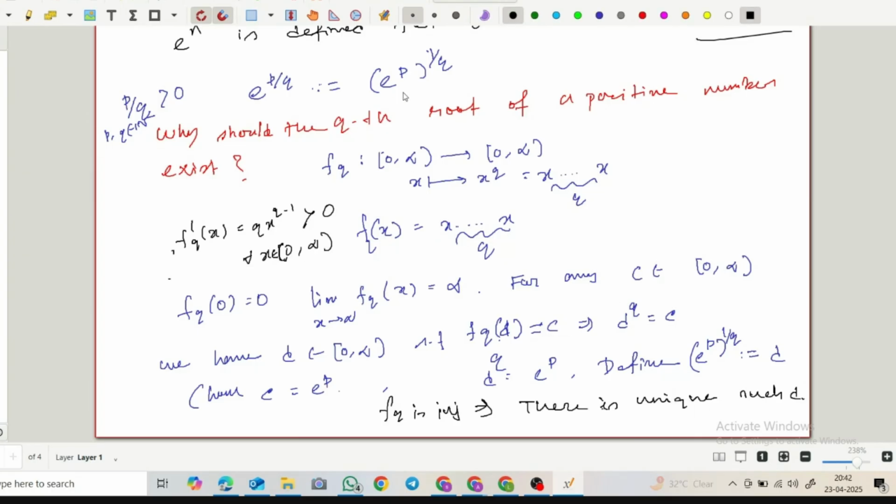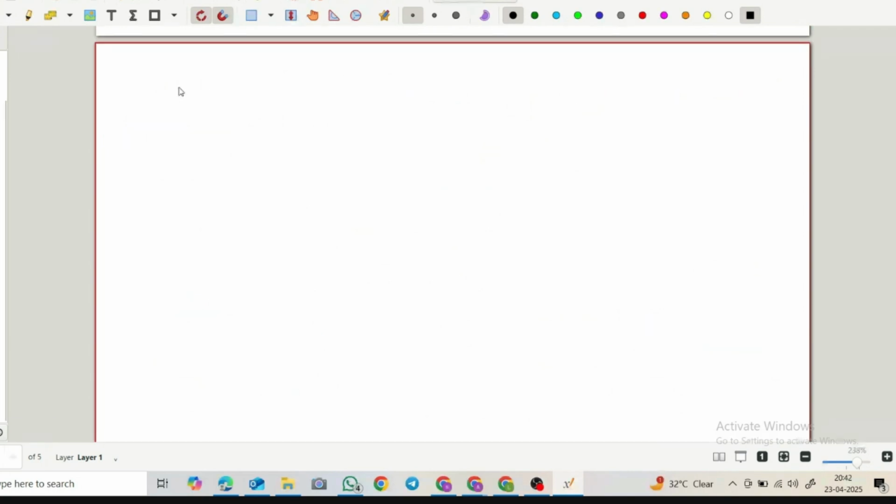So now you can define e to the power p by q as d, that is, (e to the power p) to the power 1 by q. So we have defined it for rationals. So e to the power x is defined for all x belonging to Q. For positive rationals, we have defined it; just take the reciprocal for negative ones. What about the irrationals? How will you do that?